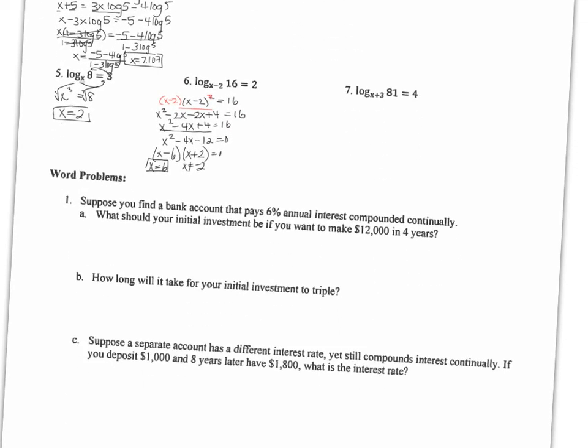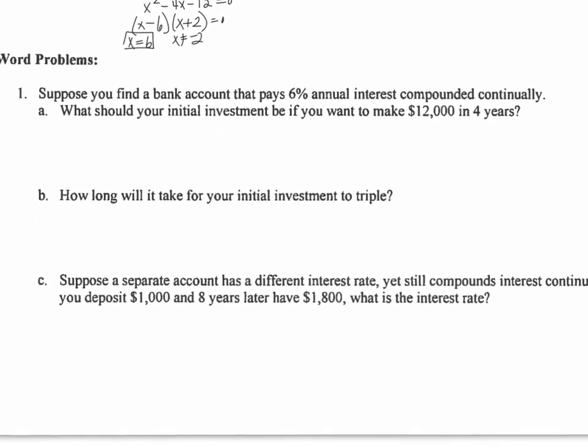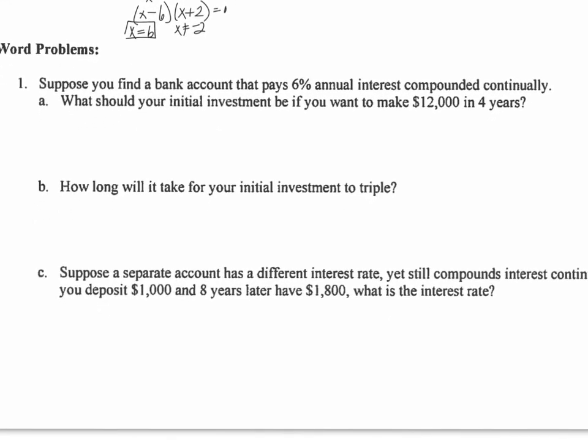I'm going to jump down and do this one word problem up here, and then you're going to do the word problems on the back. So it says, suppose you find a bank account that invests 6% annual interest compounded continually. Remember, when it's compounded continually, it's A equals Pe^(rt). You have to know those formulas. So what should your initial investment be if you want to make $12,000 in 4 years?